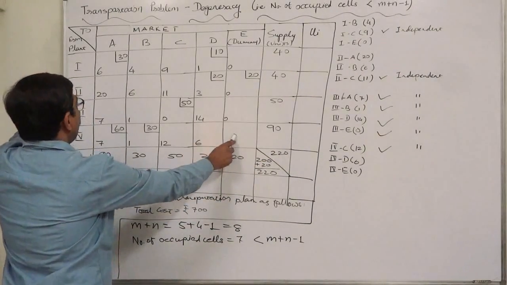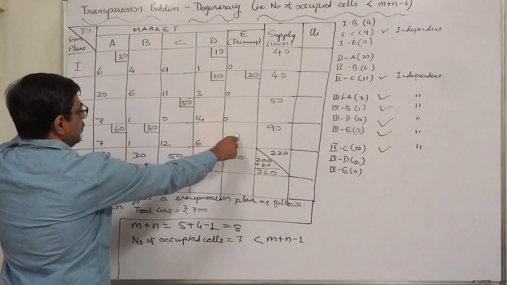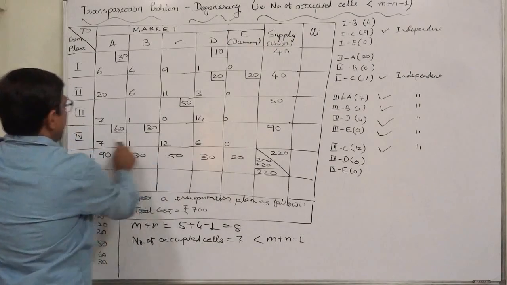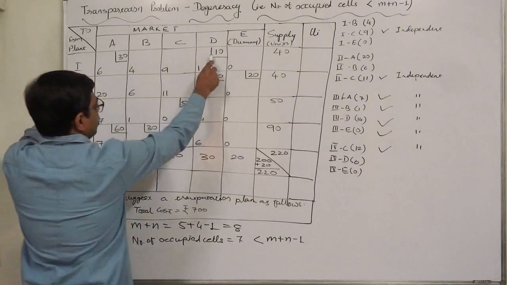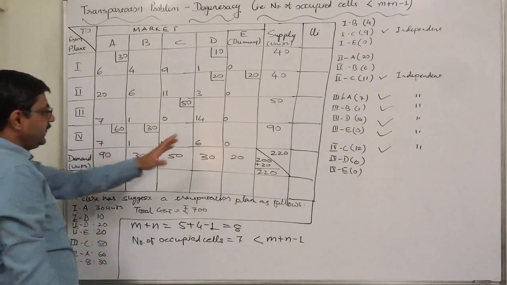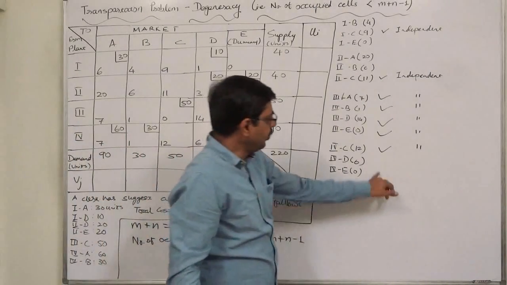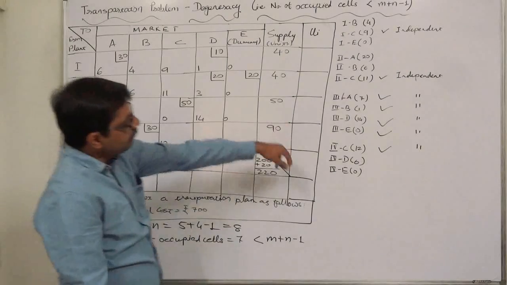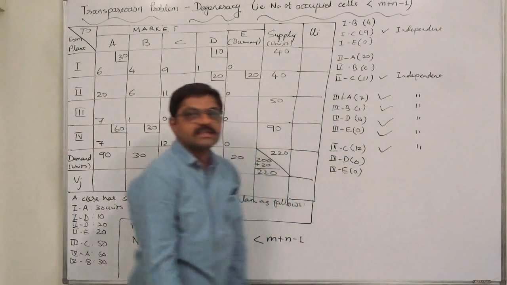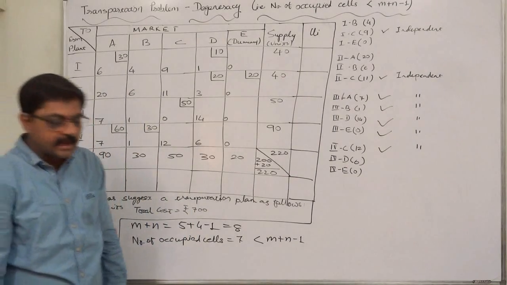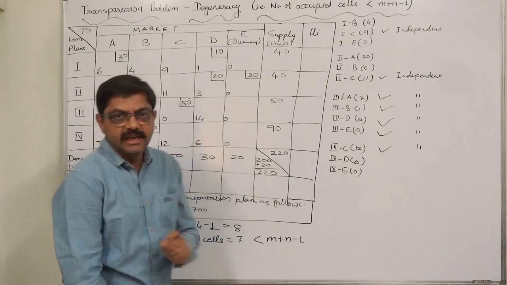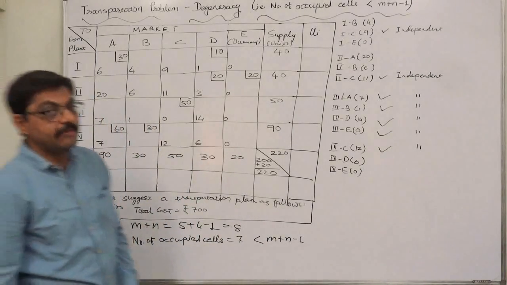And now 4E. If we start drawing a closed loop from here, can we? 1, 2, 3, 4, 5 and 6. Yes, we can draw. So 4E also cannot qualify. So out of 13, we have 1, 2, 3, 4, 5, 6 and 7 independent cells from where we cannot create a closed loop. We can select any one out of these 7.